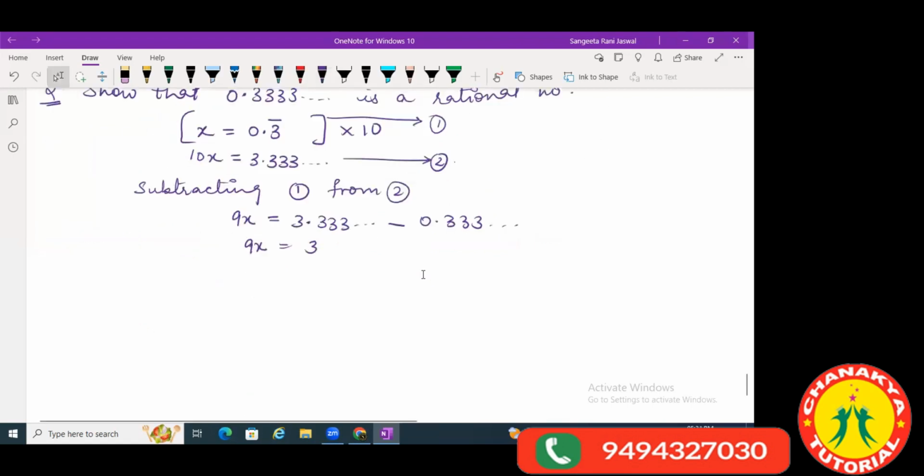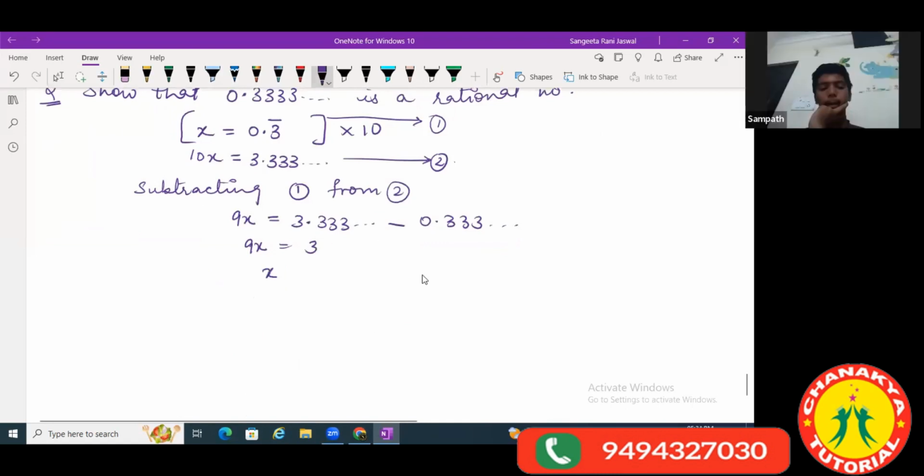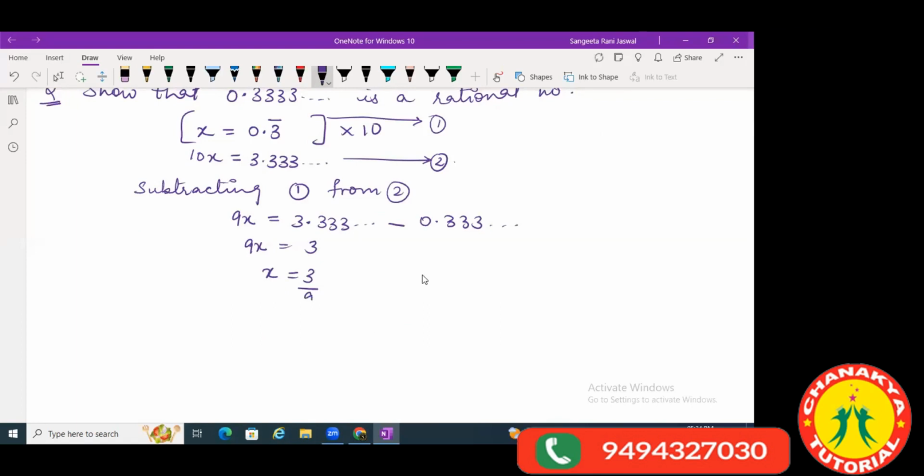I hope you are understanding this. Yes, ma'am. From here, I can find the value of x, that is 3 by 9, which gives me, 3 1s are 3 and 3 3s are 9, that is 1 by 3. So that means I have now found the value of 0.33 in the P by Q form. This is the P by Q form. Okay, children, understood? Yes, ma'am.